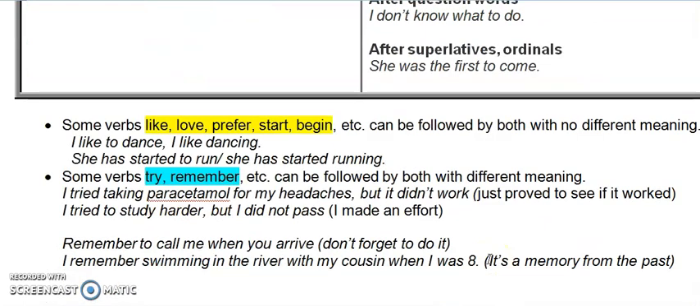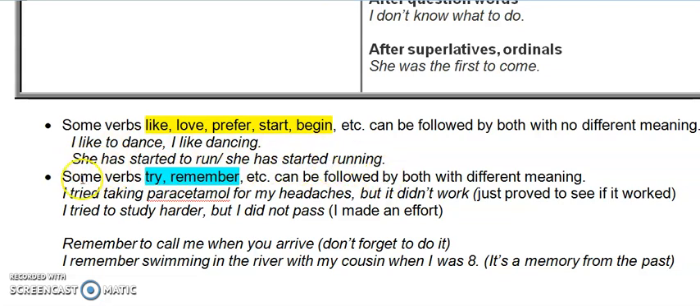Well, as I said before, the most complex thing is when to use gerund or infinitive when we have a verb, right? Remember, like, love, prefer, start, begin can be followed by both, and the meaning is the same. There's no difference in meaning, no different meaning at all. I like to dance, I like dancing. Or she has started to run, she has started running. It's the same thing, alright?